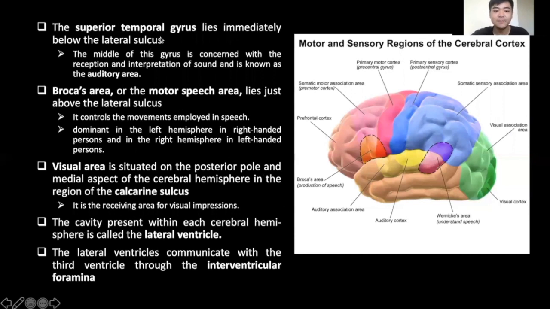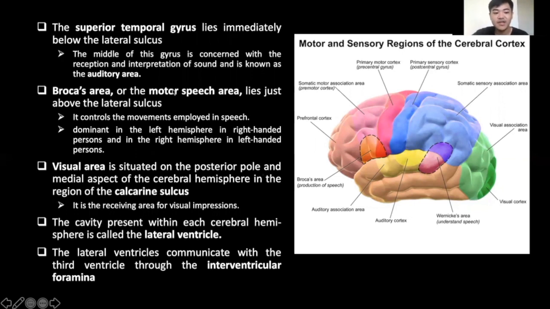The superior temporal gyrus lies immediately below the lateral sulcus. The middle of this gyrus is concerned with the reception and interpretation of sound and is known as the auditory association area.